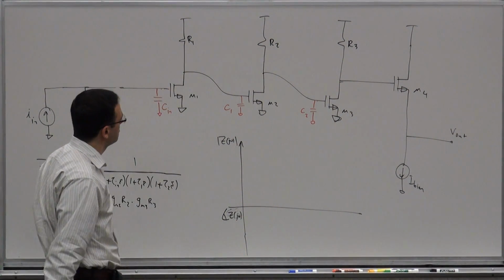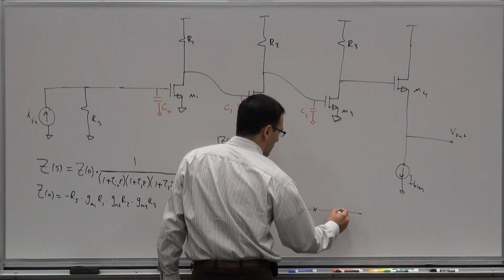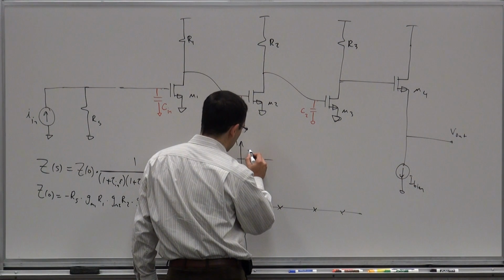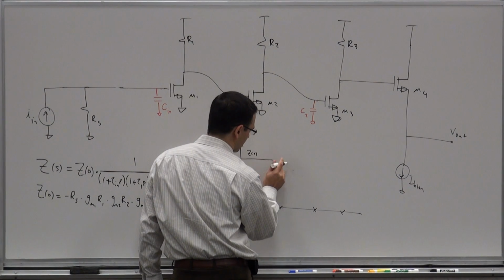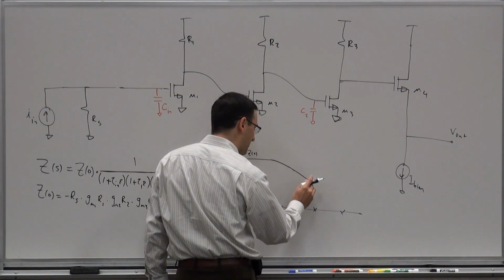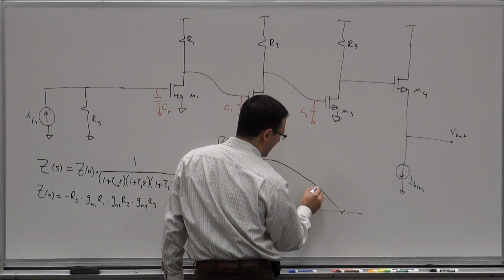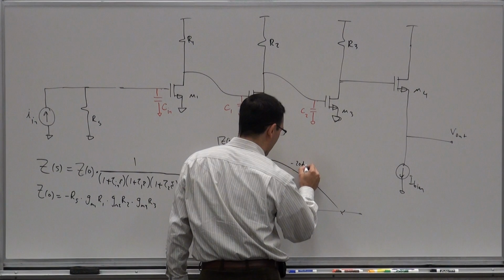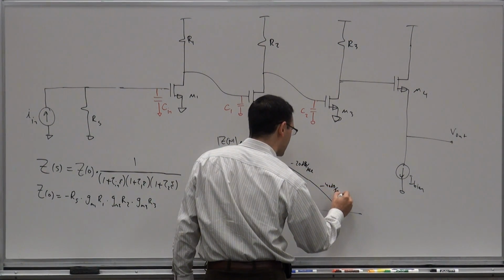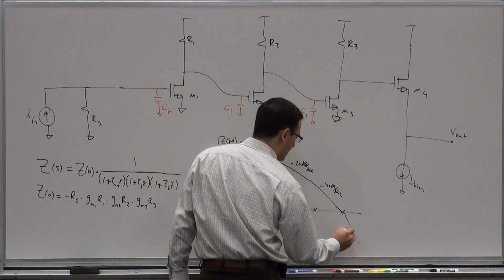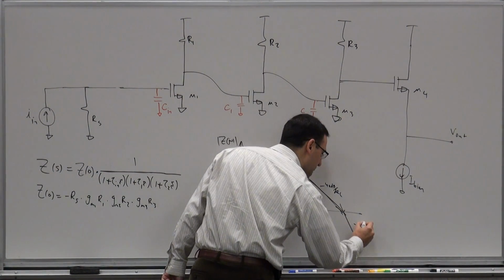You have 3 poles, 1, 2, 3. One of them will happen first, and then the second one, and the third one. So you have something that starts off at Z of 0, and then starts dropping at minus 20 dB per decade, and then minus 40 dB per decade, and then minus 60 dB per decade. So you have one slope, another slope, another slope.